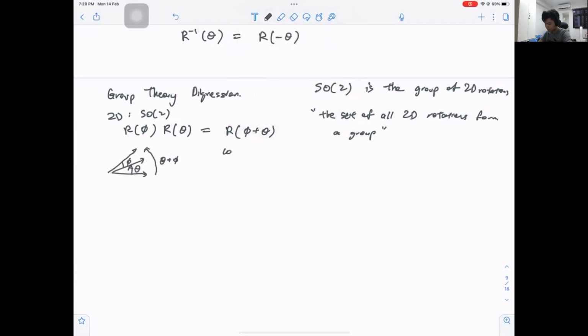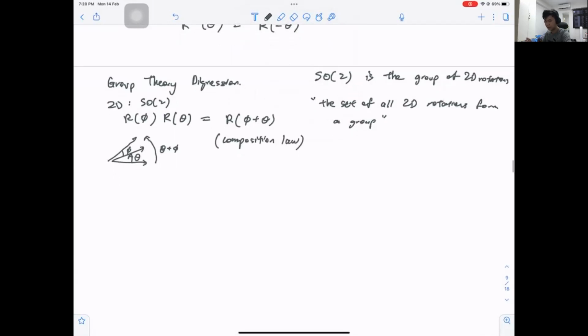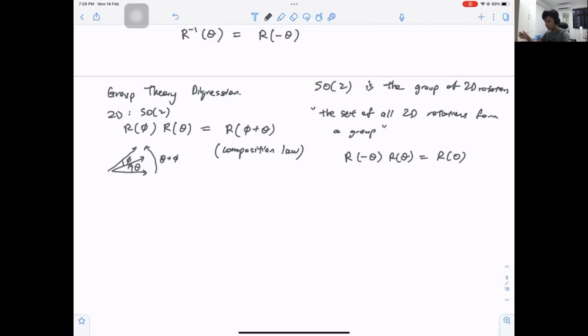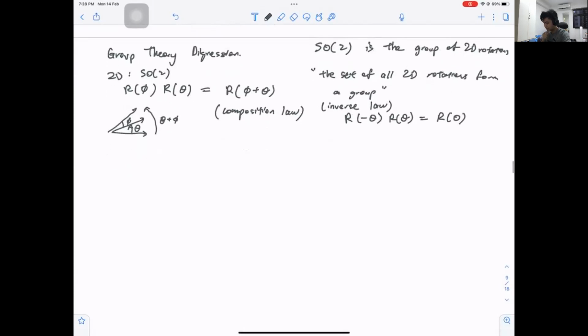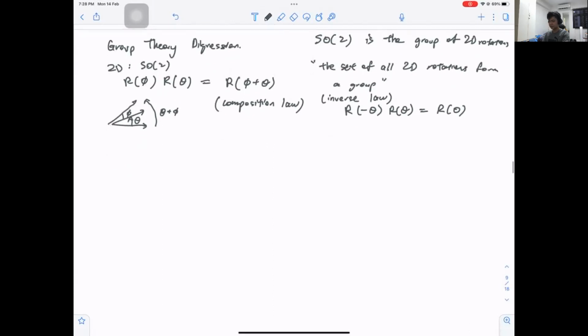So this is the composition law. And the group has other rules such as the inverse. The inverse will be r of minus theta, and r of theta followed by it will give you r of 0. If you rotate something by 0 degrees, that gives you the original item. So this is known as the inverse, which we saw previously. This is known as the identity, and there are some additional laws, but group theory is a very good subject as well.